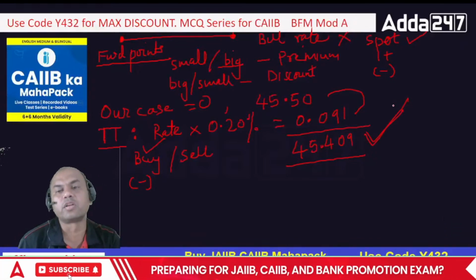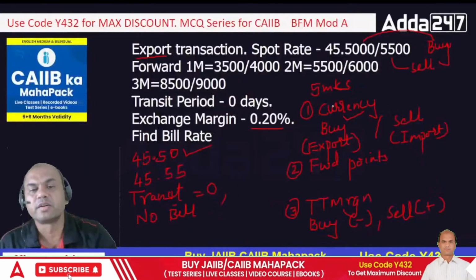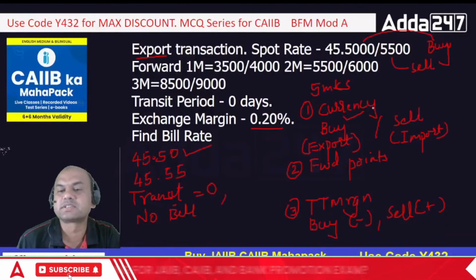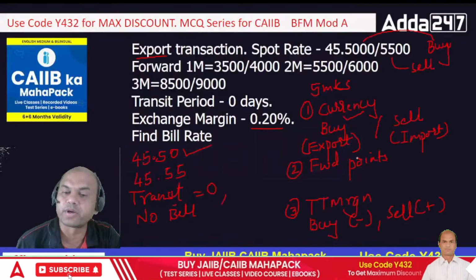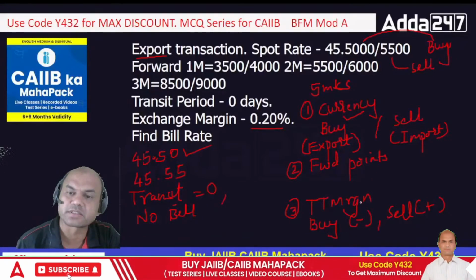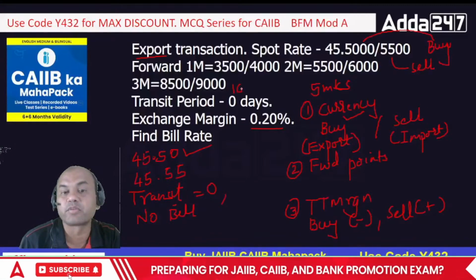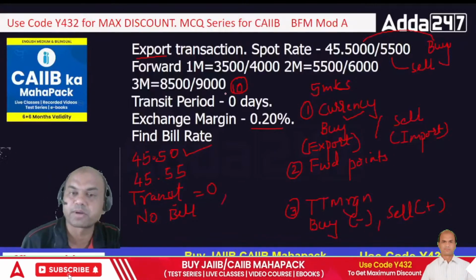Okay, so always remember in exam, whatever is given, you have to follow these 3 steps. First, decide whether the currency is to be bought or sold. Second, decide on the forward points, and third, decide on the TT margin. If this transit period would have been 10 days, let's say, I'll give you an example. If this would have been 10 days, then what would have happened?